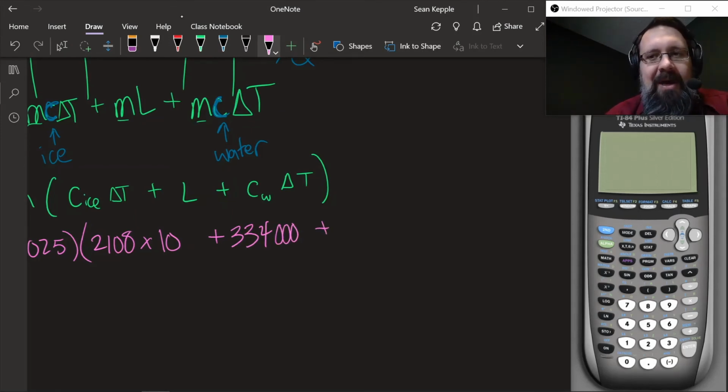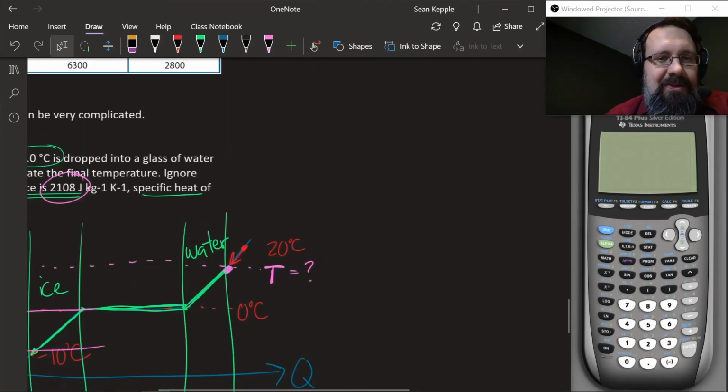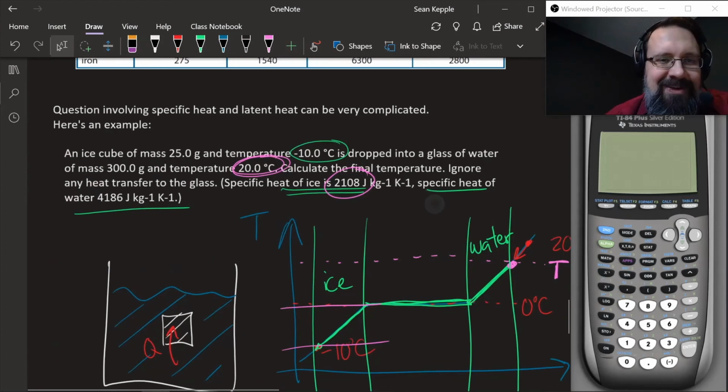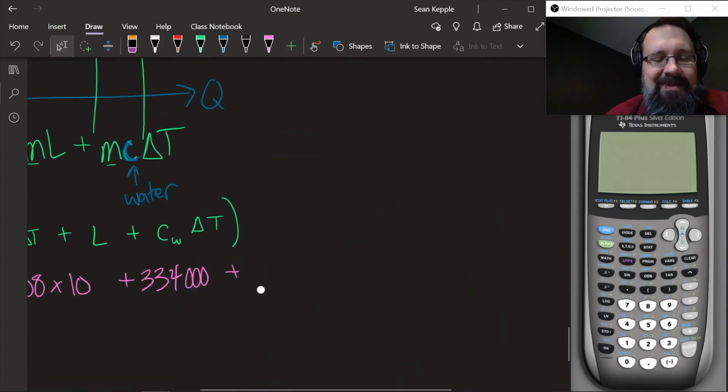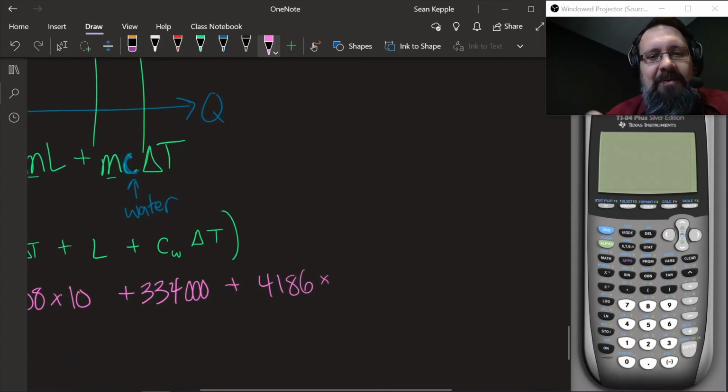Plus, okay, now we're back over to water. The specific heat of water is 4186. That's a lot more precision than we are used to. We usually just call it 4200, times. Now this is where we don't know. We know that it started at 0, but we don't know what it went to. So we're going to do the final temperature minus the initial temperature, which was 0. I'll just put 0.